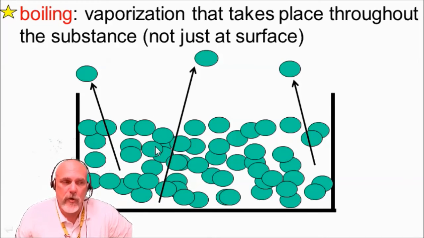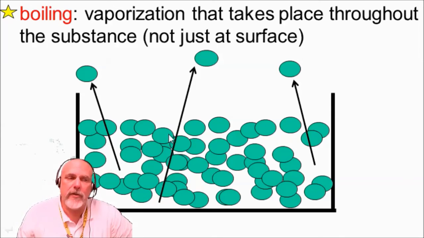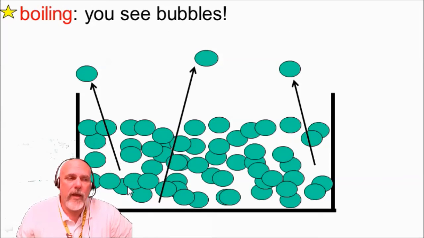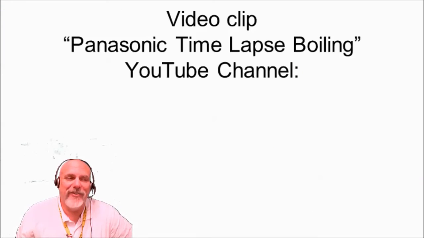It has a lot to do with pressure, which is kind of beyond what we're going to be talking about in this lecture. But the particles in the fluid, in the liquid, can become a gas and escape through the substance. And when that happens, that's when you're going to see bubbles, because you're going to have particles underneath the liquid actually becoming a gas, and that gas is less dense and is going to rise to the surface of the liquid as bubbles. Here's a clip.